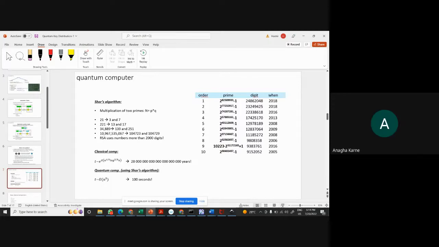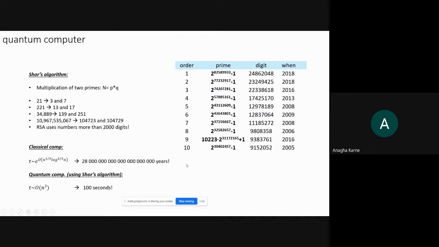Okay, but the algorithm that you showed is just given a number, trying to find the prime factors. Yes, right? So how is that related to finding a secret key, the encryption key? How is that related?